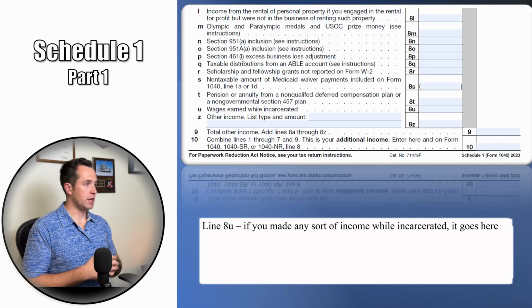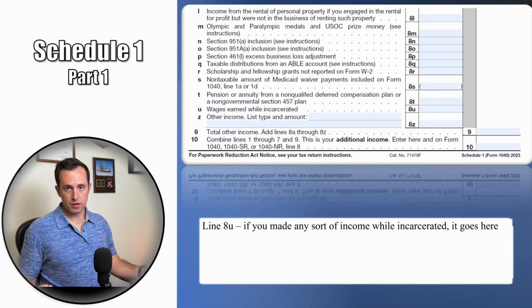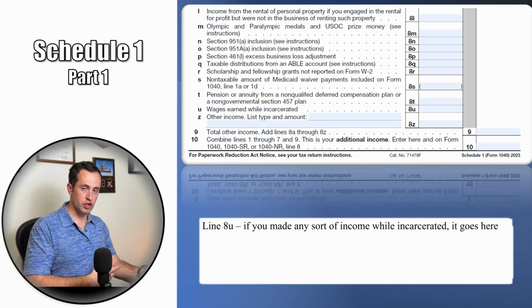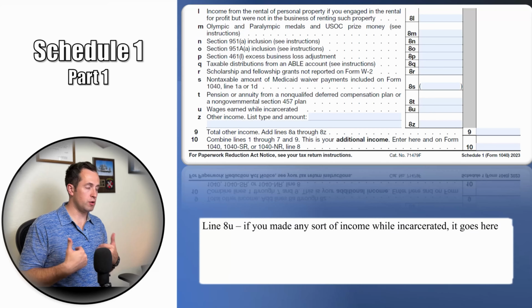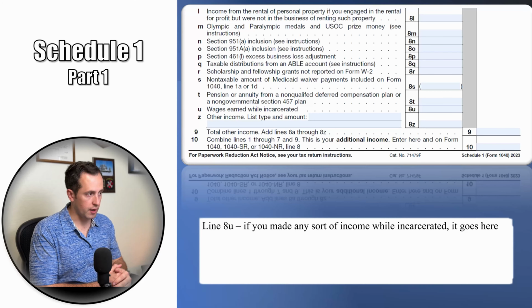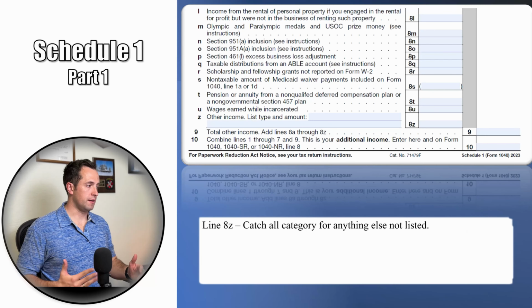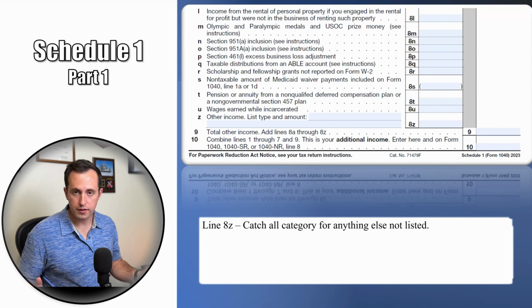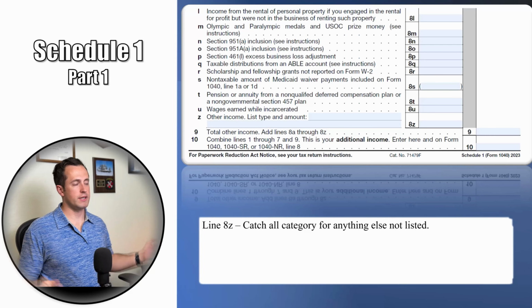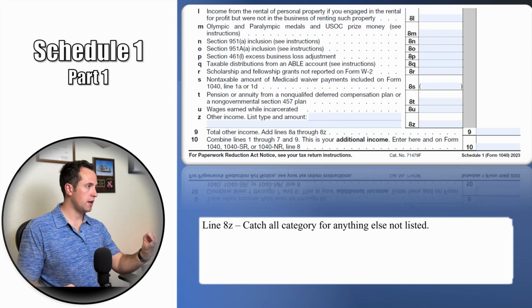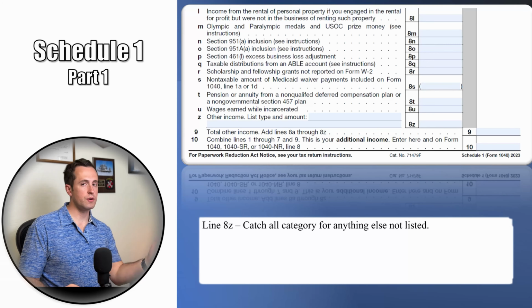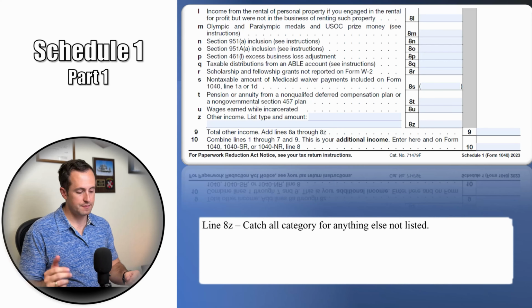8U, these are wages earned while incarcerated. So if you were in prison or in jail and you were doing some sort of work program with that place and you got paid on your W-2, that money is going to go right here. 8Z, basically this is a catch-all category. So if there is something you're doing that the IRS has not already listed and provided a box for you to put that income in, put it in here, and congratulations, you're still going to be paying income taxes on it.